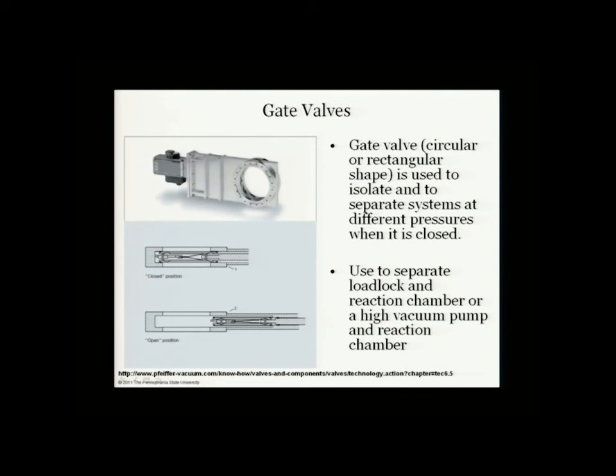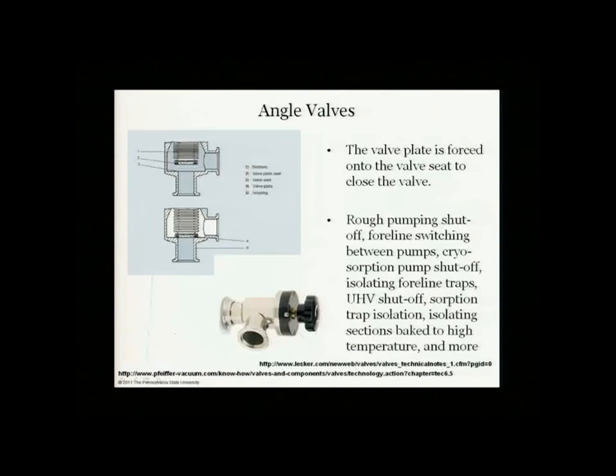Gate valves, a little bit more sophisticated. Here's what it looks like. You have a gate which moves over. This is the conductance part. This is the communication part. The gate valve moves over. When you want to close it, it drops in here and closes this off. And you can see that you can use it then to separate load locks, reaction chambers, or all sorts of separation possibilities. It can be wide, so this allows the opportunity for passing things back and forth. That opportunity was not present with the butterfly valve.